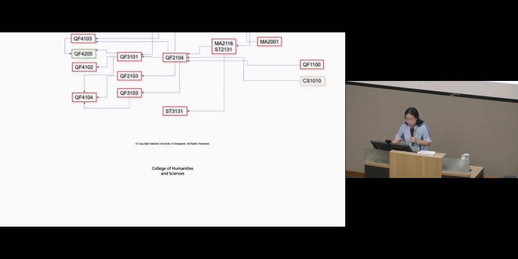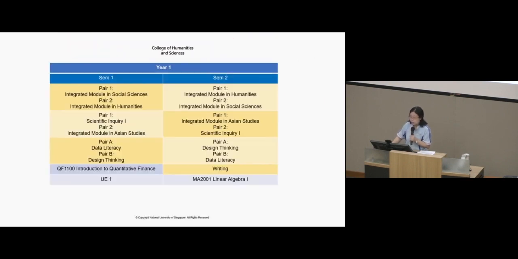Here I gave you a sample study plan, but I don't have time to read it. If you want my slides, I can send them to you. This study plan tells you that pair 1, pair 2, pair A, pair B are CHS common modules, which you need to read in year 1 and year 2. Basically, in year 1 and year 2, the QF requirement is a little bit light. This study plan is just an example. If you know the prerequisites and the modules information, you can make your own study plan.